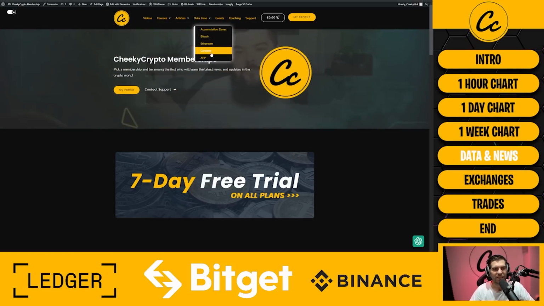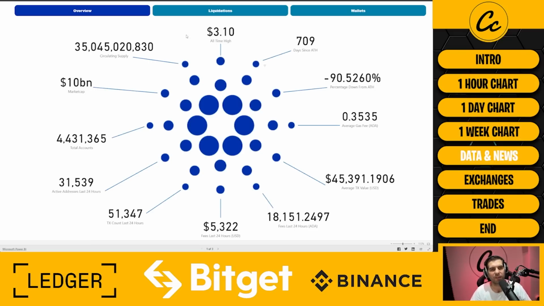This is on-chain data for Cardano. If I load that up here, you can see the overall view of ADA: all-time high at 3.10, 709 days since the all-time high. We're 90% down from the all-time high. We can see that there's 35 billion tokens in circulating supply, all the way through to there being 51,000 transactions in the last 24 hours that only had a cost of $5.3 thousand, which is just astonishing, right? And so we have some really good on-chain data here for Cardano.